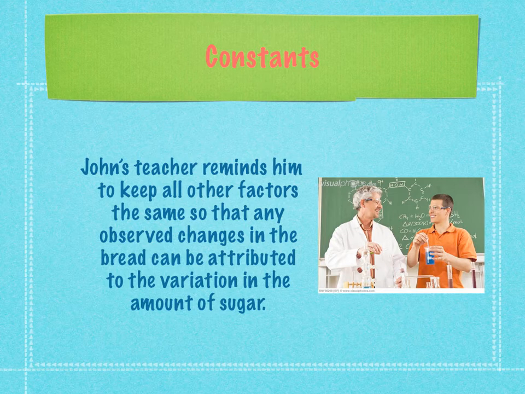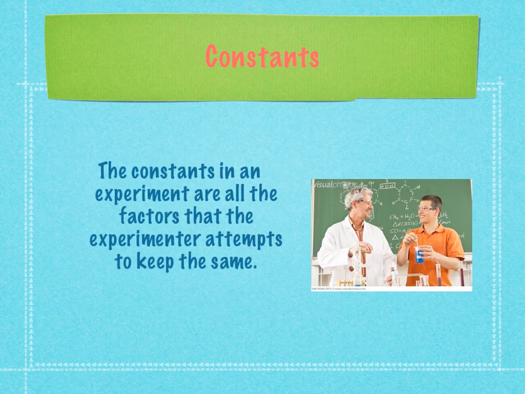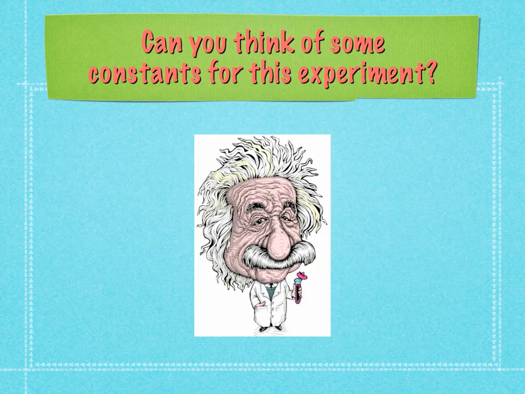Now, constants are a little bit different. Constants are all the other factors that you're going to keep the same, so that you can be sure there's only one thing that's in variation, or one thing you're testing. So everything in John's experiment is being kept the same except for the sugar. The constants in an experiment are all the factors that the experimenter, as I already said, keeps the same. Can you think of some constants for this particular experiment at this time?